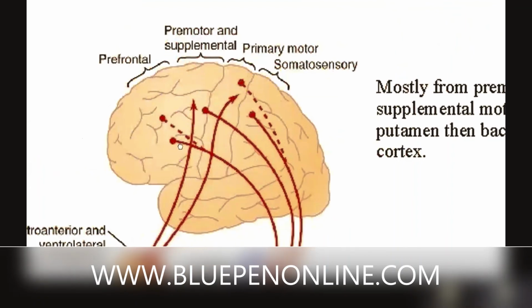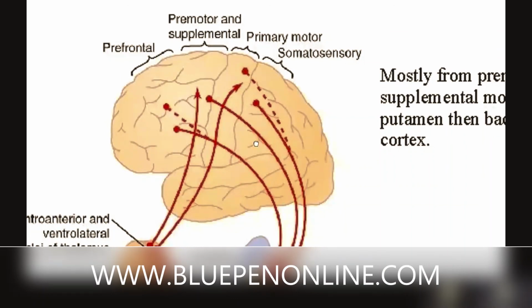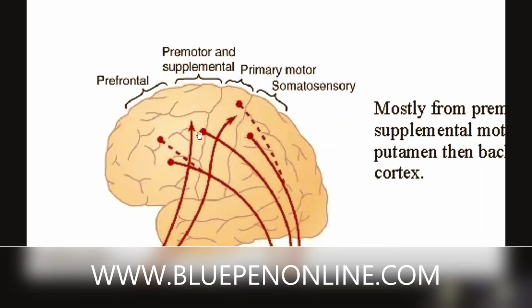The input arises from the premotor, then the motor association or supplementary motor area, and the somatosensory area. From these three areas, the information goes into the putamen. From the putamen, it goes to the globus pallidus, and from the globus pallidus back to the thalamus, and from the thalamus back to the cerebral cortex, especially the premotor and the primary motor area. Now, it is from the primary motor area that the upper motor neurons of our descending pathway arise. Are you clear? Are you able to follow me?